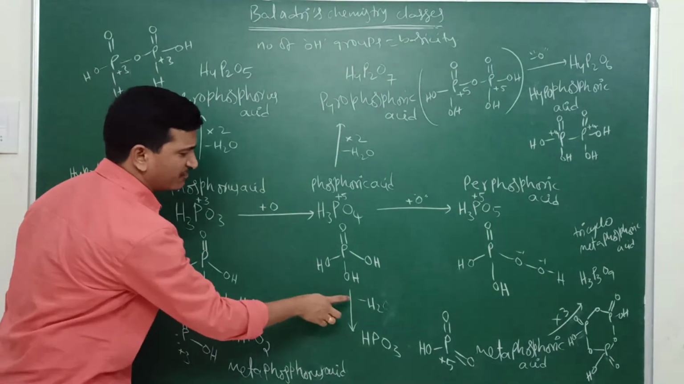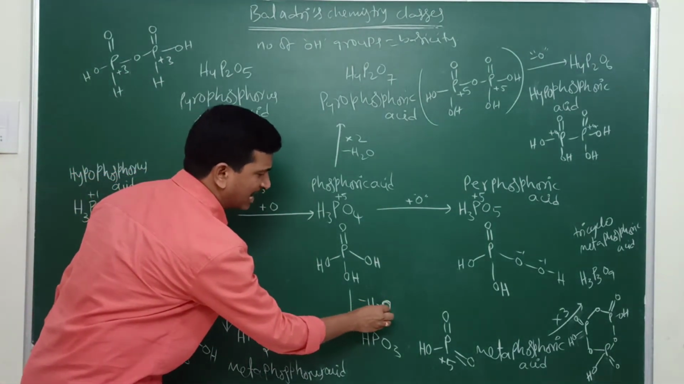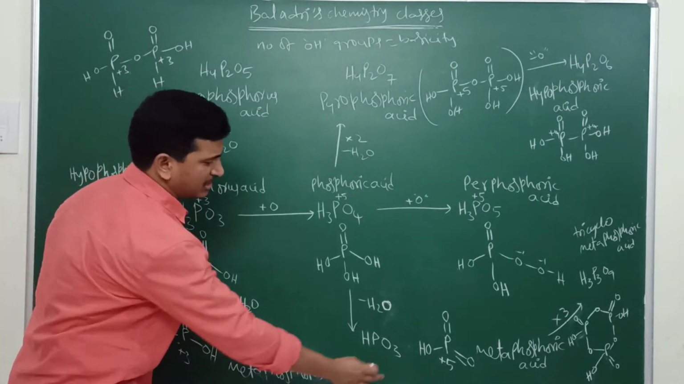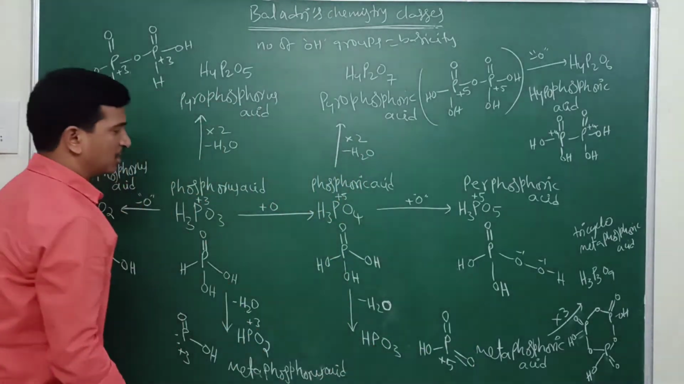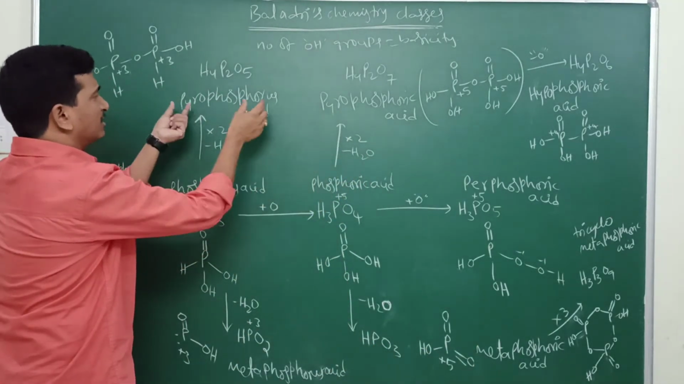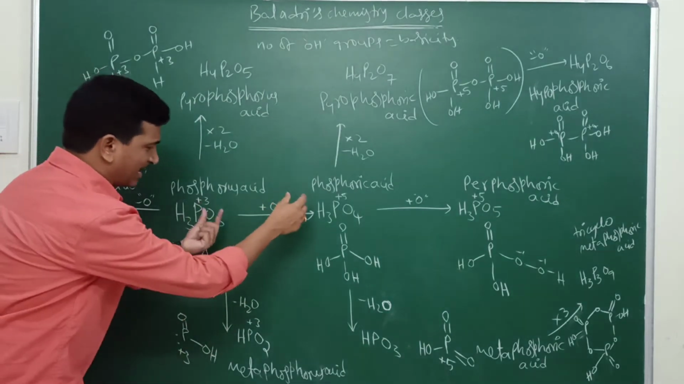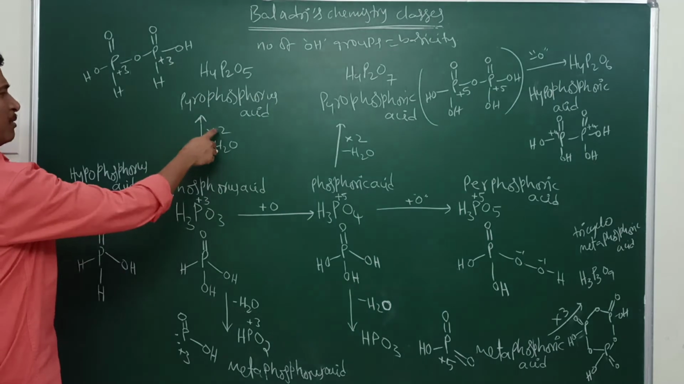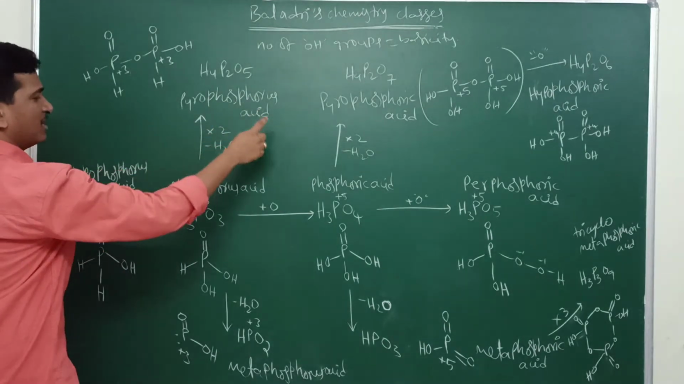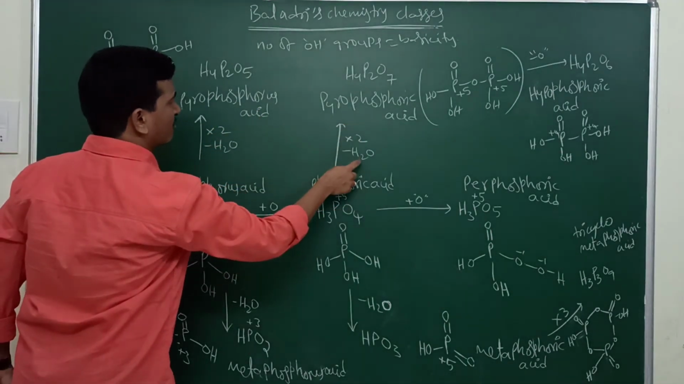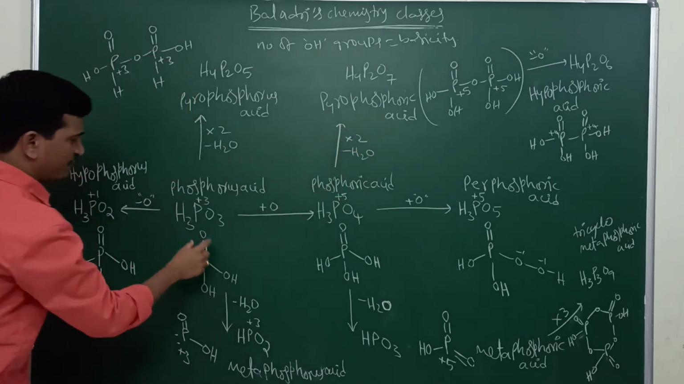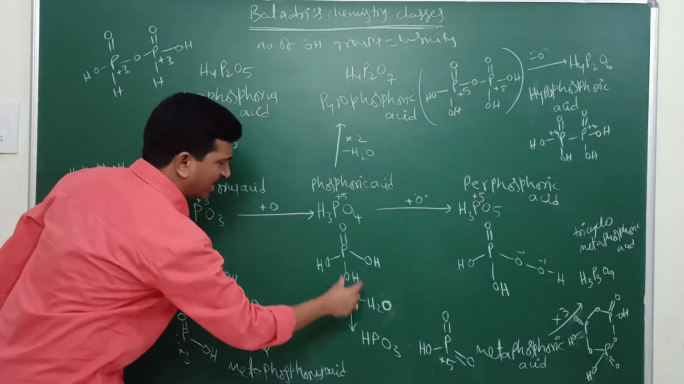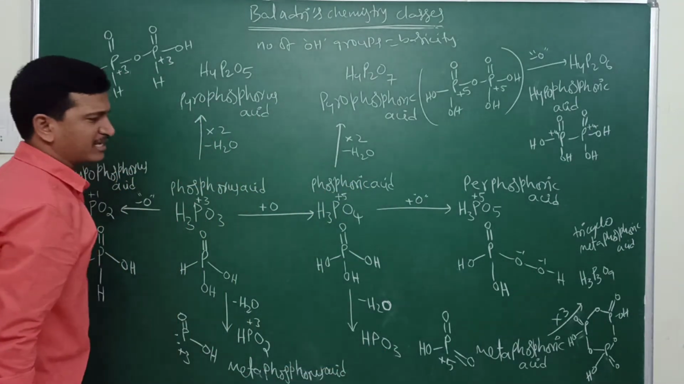From phosphoric acid, when you remove water, the obtained acid is called what? Metaphosphoric acid. By doubling and removing water, the obtained acids are called pyro. Directly if you remove water, the obtained acids are called meta. So from phosphorus acid, by doubling and removing water you get pyrophosphorus. From phosphoric acid, by doubling and removing water you get pyrophosphoric. If you directly remove water from phosphorus acid you get metaphosphorus. From phosphoric acid, directly removing water gives metaphosphoric acid.